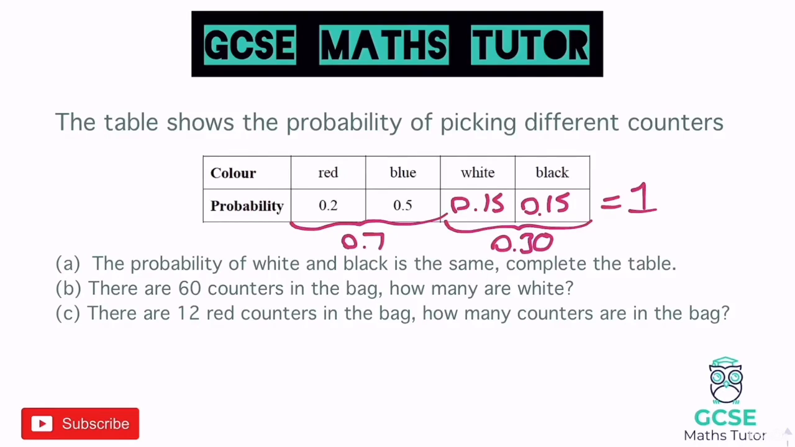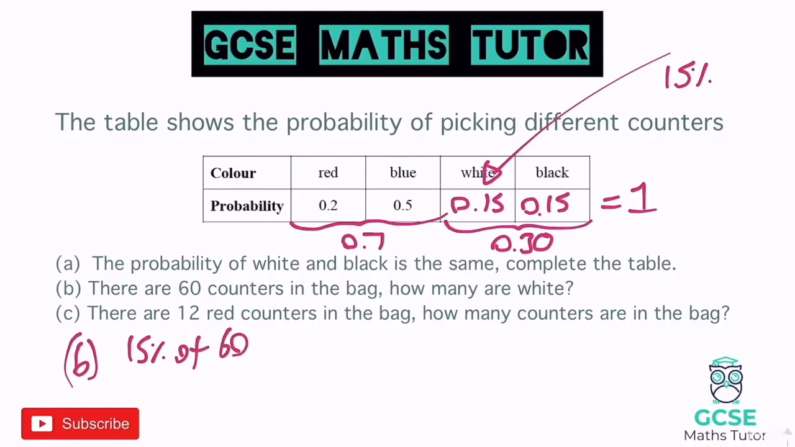Now for part B, it says that there are 60 counters in the bag. How many are white? Now if we look at the probability of white, which is over here, 0.15 is 15%. So really all this is asking us to do is to work out 15% of 60. And we can do that nice and easy. 10% is 6. 5% is half of that, which is 3, and add them both together, and that's 9.